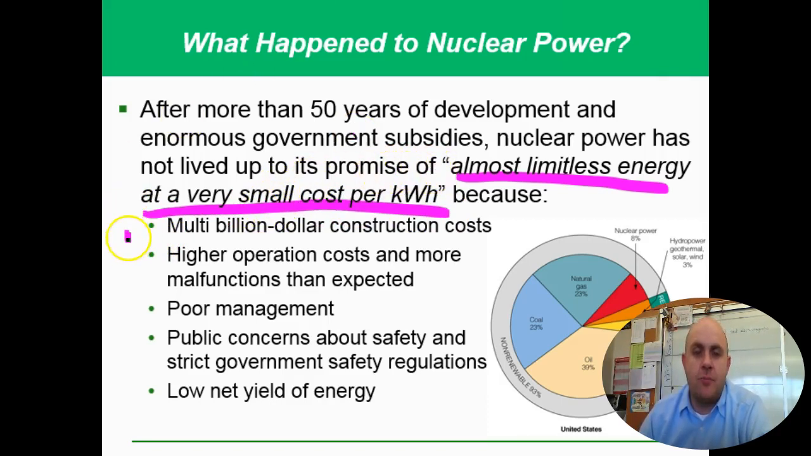So we've had multiple billions of dollars spent in construction costs, which are prohibitive to nuclear power. The operating costs and malfunction issues create higher costs. Poor management has been a factor. Public is not a fan of hearing about it and being involved with it. And because there's so much wasted energy in the system, you don't get the energy yield you want out of the system. And so as a result, here in the United States, only about 8% of our energy comes from nuclear.